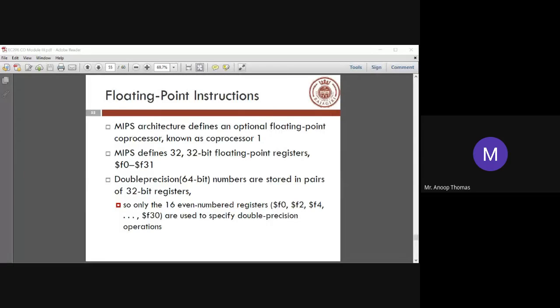Other window and see. So somebody is left. 49 is present.